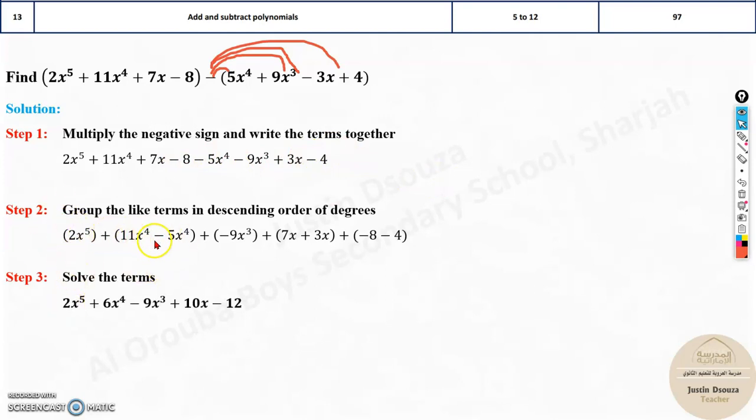Solve them by just adding them. This is as it is. Over here 11 minus 5 is 6, minus 9x cubed, 7 plus 3 is 10, and lastly it's negative 12. That's it. So this is among the easiest of all in part 2.